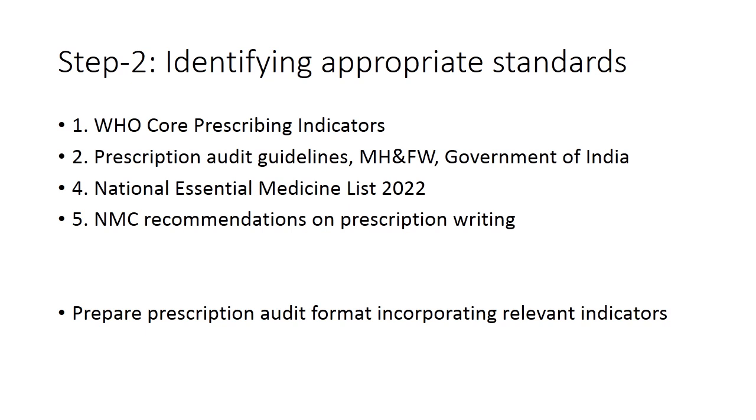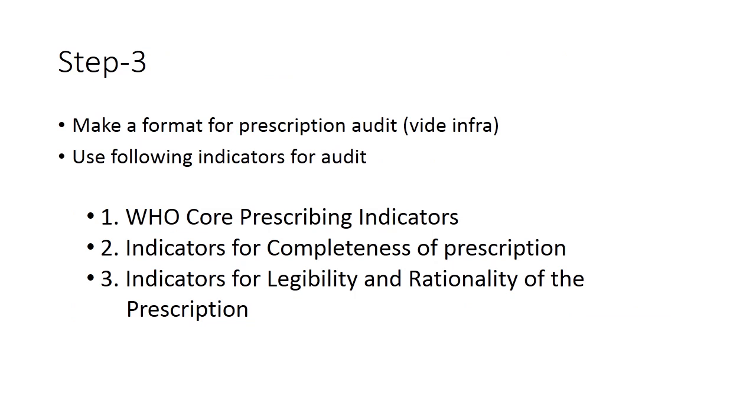Now, once they are collected, we must identify appropriate standards. In this exercise, we will be using WHO core prescribing indicators and prescription audit guidelines issued by the Ministry of Health and Family Welfare, Government of India, and we will also take help of the National Essential Medicine List 2022 and prepare prescription audit formats. In addition to the indicators which I talked about, we will also take indicators for completeness of prescription and indicators for legibility and rationality of prescription.